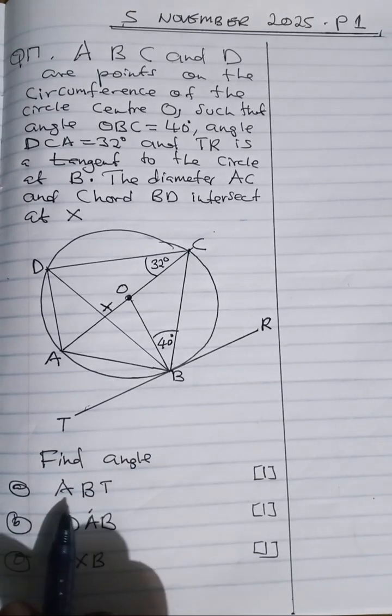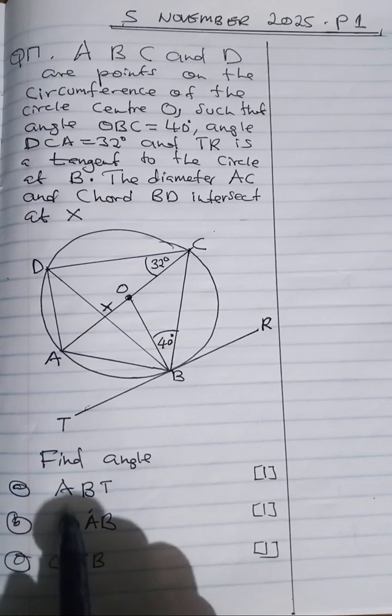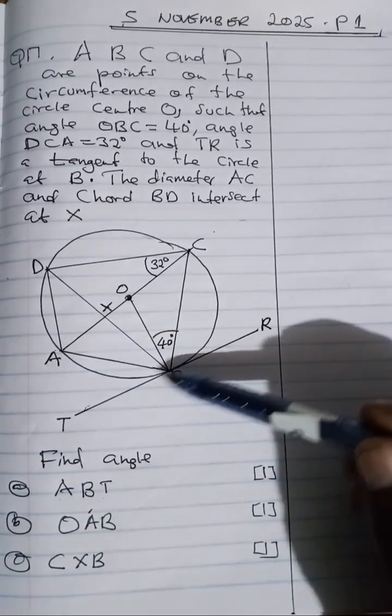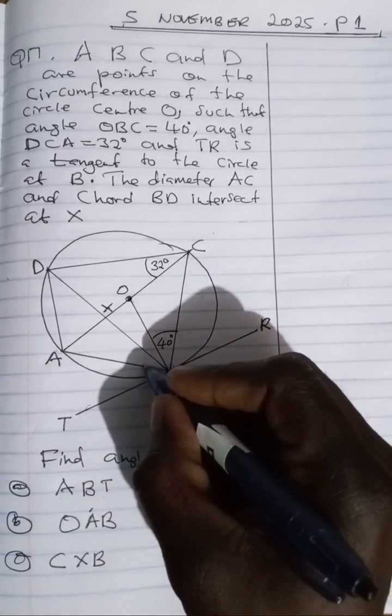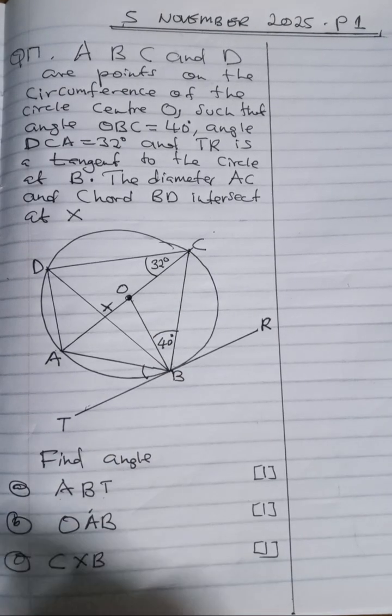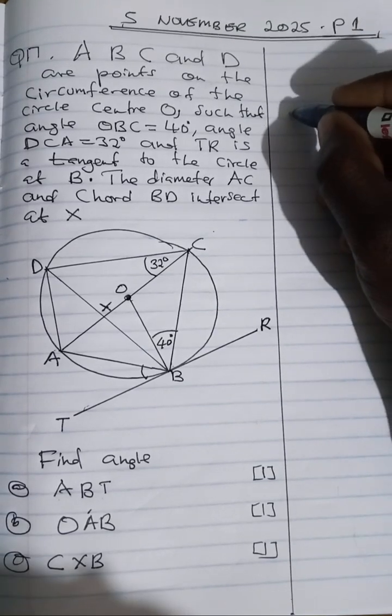So find the angle ABT. So we are going to use the properties of the circle. Find the angle ABT. So we have A here, B here, T. So looking for this angle. To find this angle, we are going to use the circle property, which states that angles in alternate segments are the same.